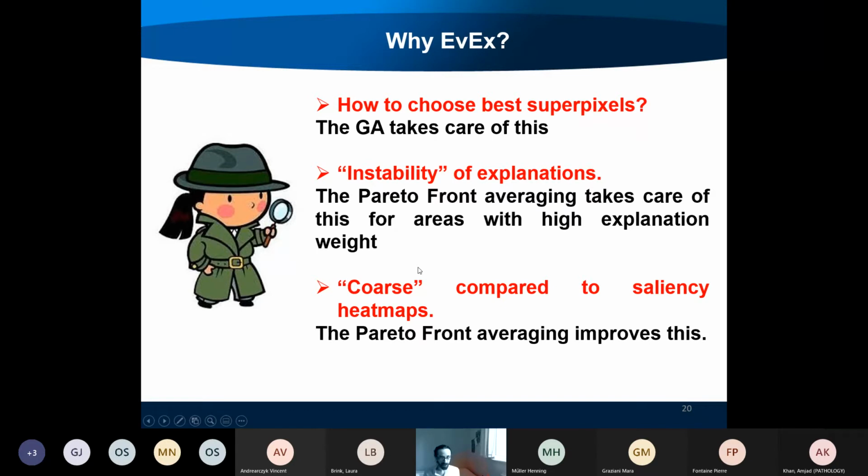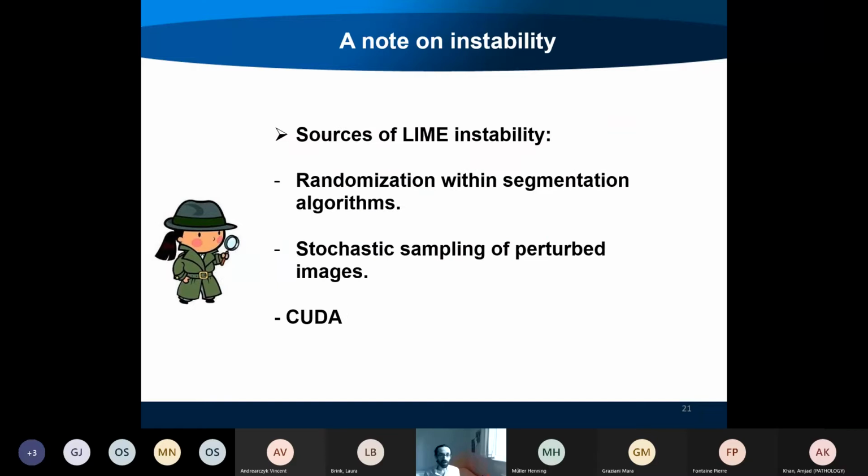The coarseness of Lime is also solved a little bit by EvEx, because the Pareto Front averaging makes the final heat map a little bit more detailed. But of course, this is still way more coarse than those saliency heat maps that give you pixel by pixel. Though, again, there's give and take, and we're going to get more into that as well.